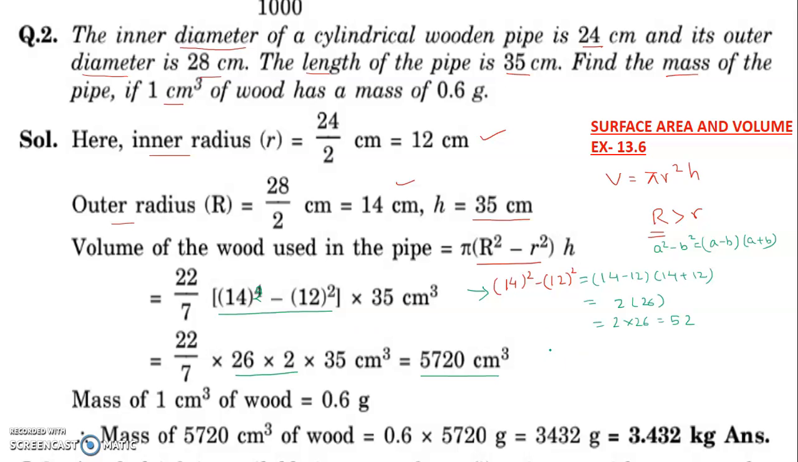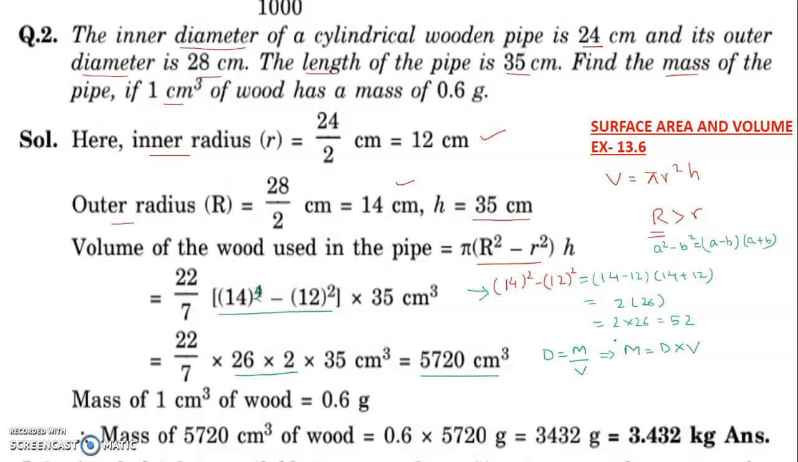Now another formula you should remember, students, is density. You studied it in physics also maybe. Density is equal to mass upon volume. Density D is equal to mass upon volume. Now the question is saying find the mass. So from here, mass is equal to density into volume.